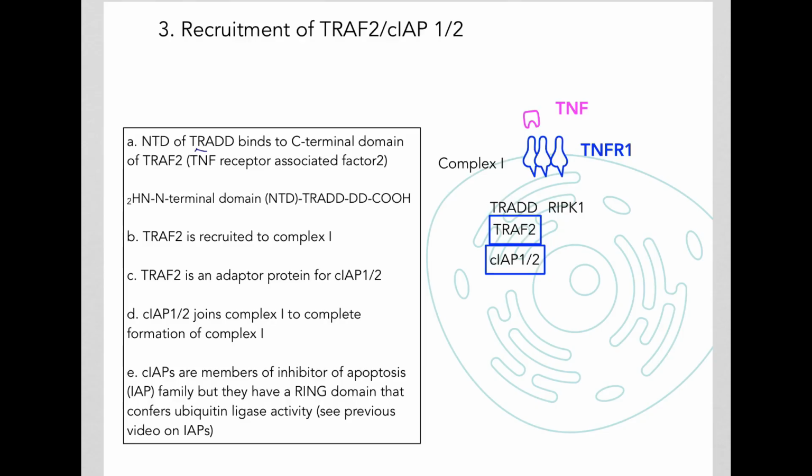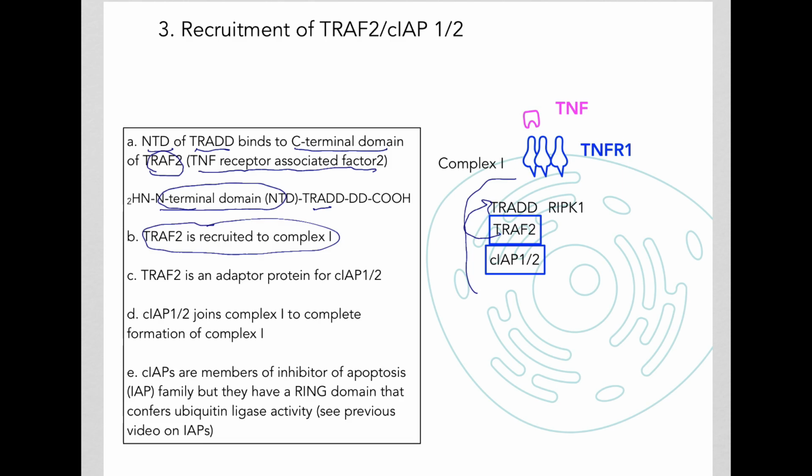Now TRADD also has the N-terminal domain, and this N-terminal domain of TRADD will interact with the C-terminal domain of another protein called TRAF2, and this protein stands for TNF receptor associated factor 2. So this interaction will lead to the recruitment of TRAF2 to complex 1. So now TRAF2 will be bound to TRADD, and you can see slowly the complex 1 is being formed.